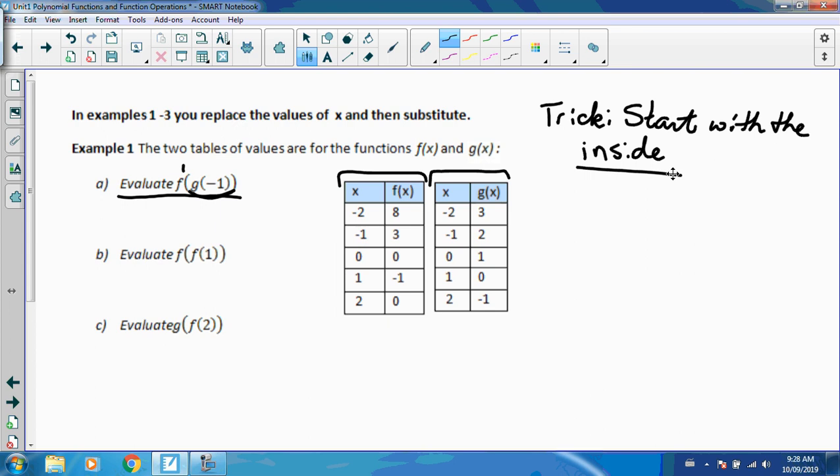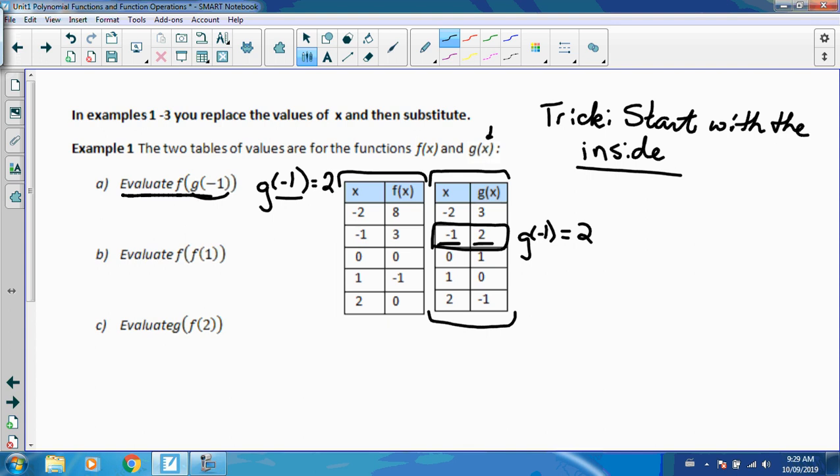So the inside is the g of negative 1. What does that mean? Well, it means I'm using the g function, g of x, and x is negative 1. So that is right here. The g of negative 1 is actually 2. When x is negative 1, what is y? y is 2. And now I'm going to replace that right here. The g of negative 1 is 2.